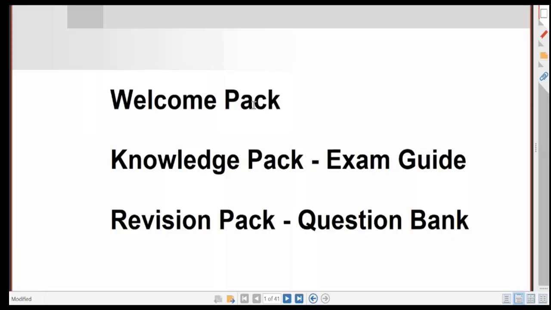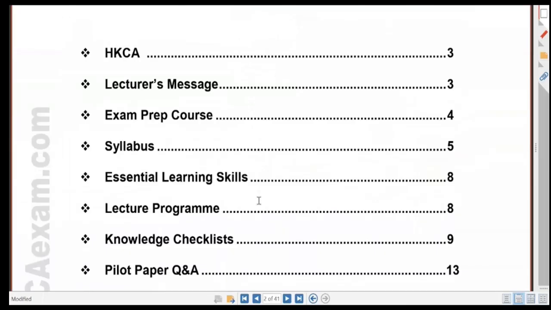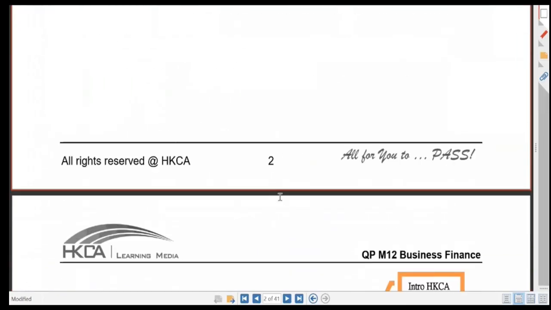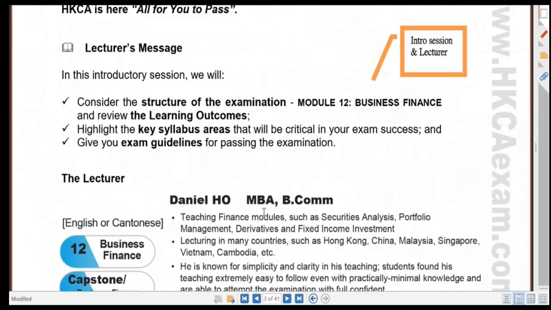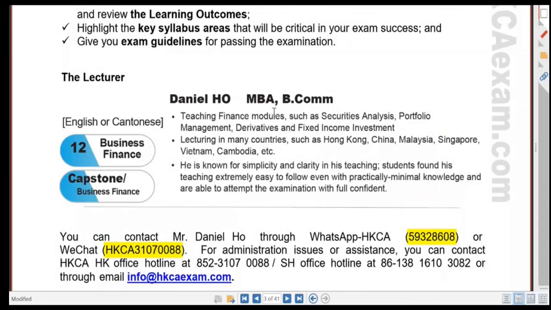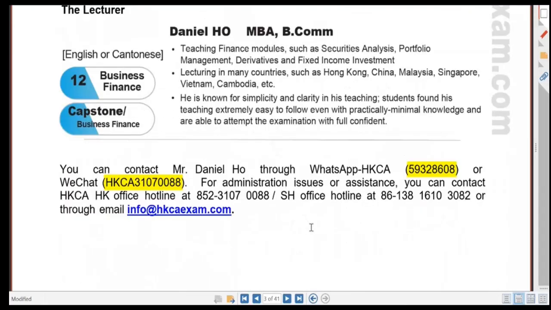After this we can move on to the knowledge pack and revision pack, rough introductions. Then we can begin our lecture in the knowledge pack. These are the contents, which we can go through later on. This is HKCA information, and this is my information. You can read through. If you have questions after watching the video, you can always contact me through HKCA WhatsApp. I believe you have to put 852 in front if you are not in Hong Kong, or WeChat, that's no problem.